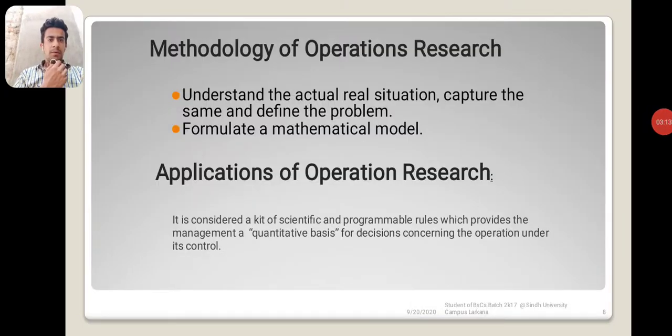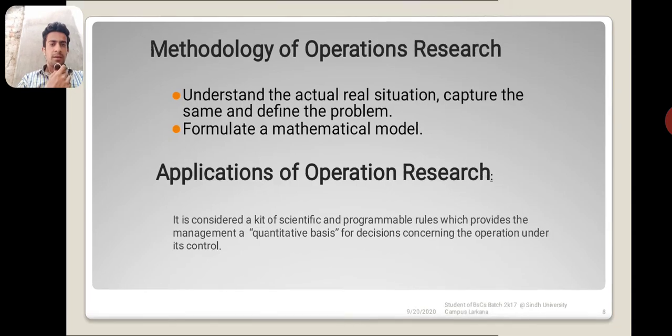Methodology of operations research. Understand the actual real situation, capture the same and define the problem. Formulate a mathematical model. Application of operations research: it is considered a kit of scientific and programmable rules which provides the management a quantitative basis for decisions concerning the operations under its control.